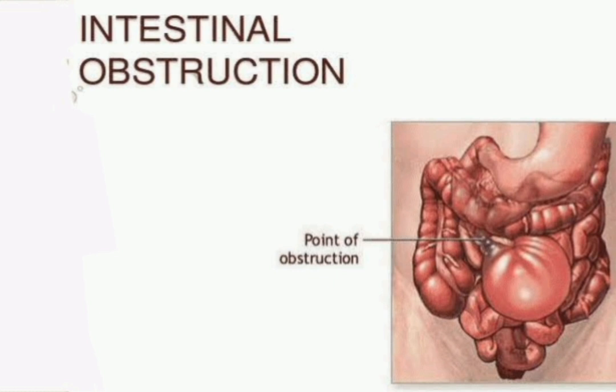What are the complications of intestinal obstruction? Bowel ischemia, bowel perforation, peritonitis, severe intravascular fluid depletion resulting in acute kidney injury and other end organ injury.